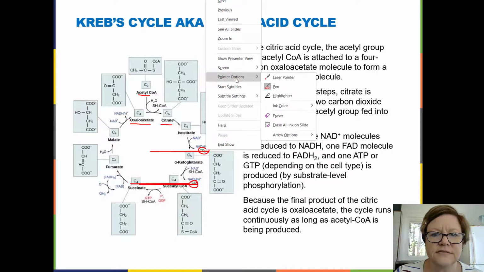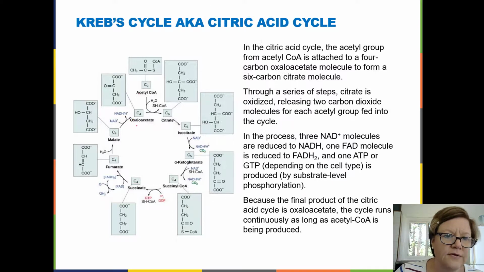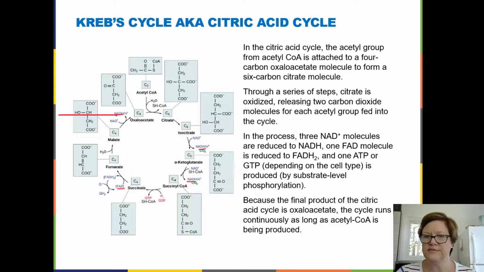Let's see if I can highlight this. So there's an NADH here, here, and here. And then you have something else over here. You have something called FAD. FAD is another electron carrier. It also picks up 2 electrons, and it picks up 2 protons, so when it's reduced, it becomes FADH2.